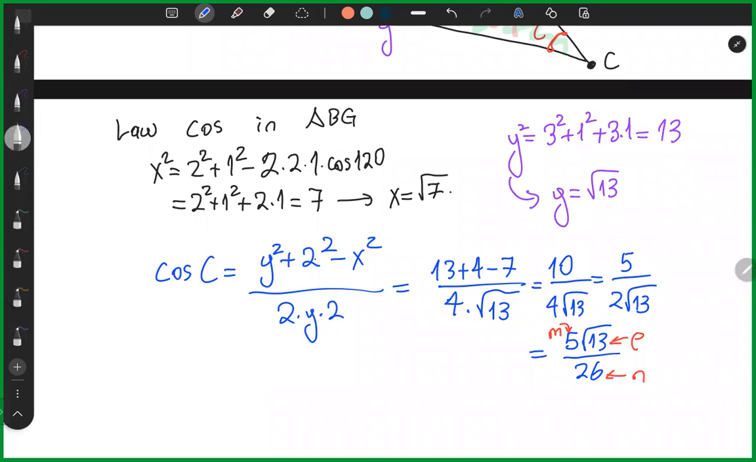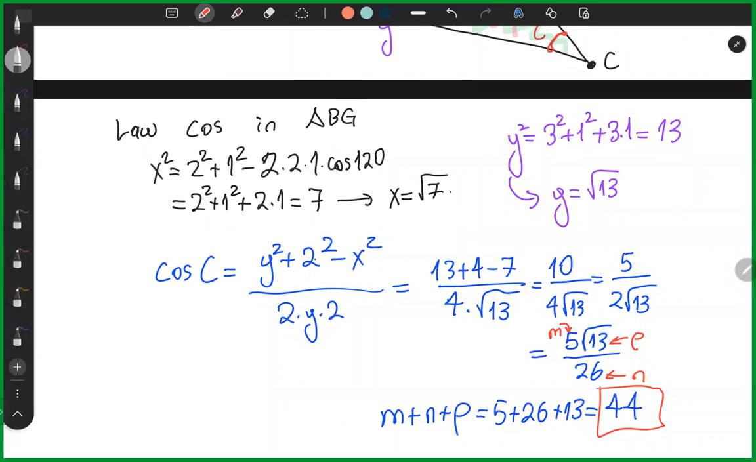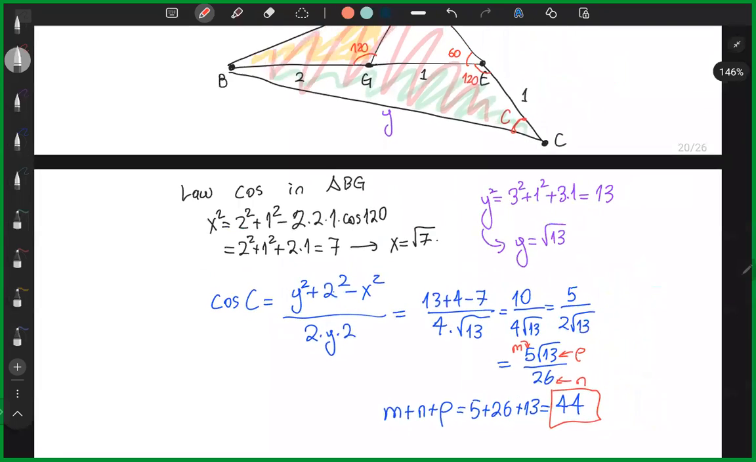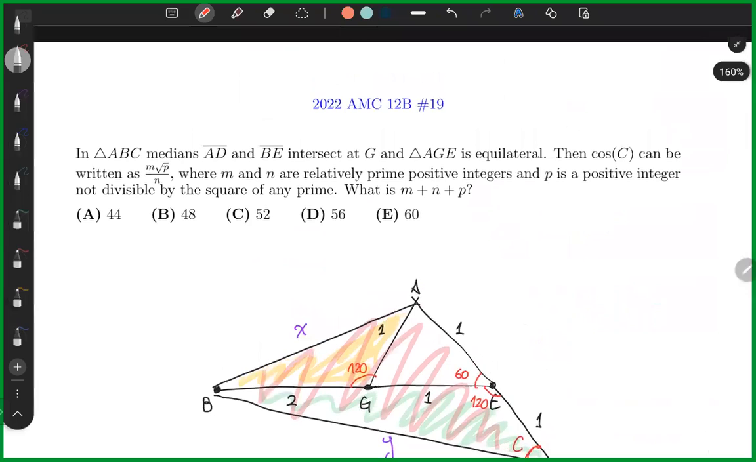So m plus n plus p equals 5 plus 26 plus 13, and this is 44. So 44 is the correct answer. It's choice A.